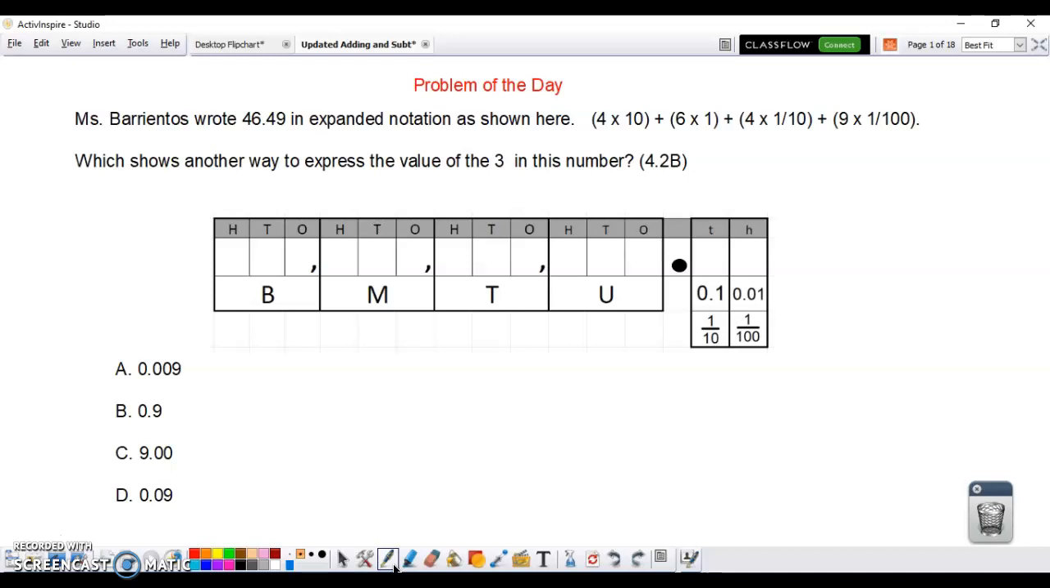So this variance wrote 46 and 49 hundredths, or you can also say 46.49. Either way is acceptable in expanded notation as shown here. This is expanded notation. So they actually did the work for you already, which shows another way to express the value of the 3 in this number.